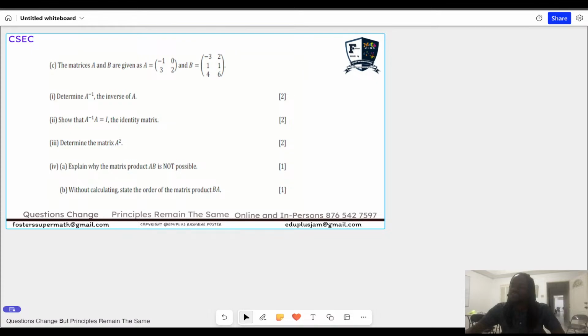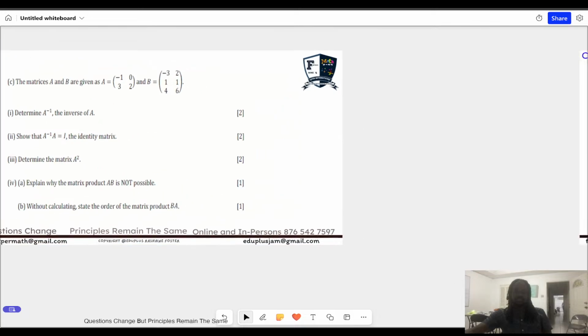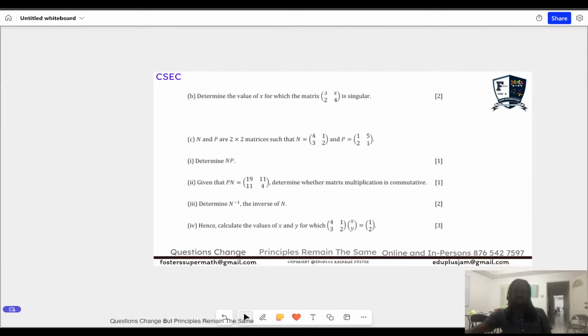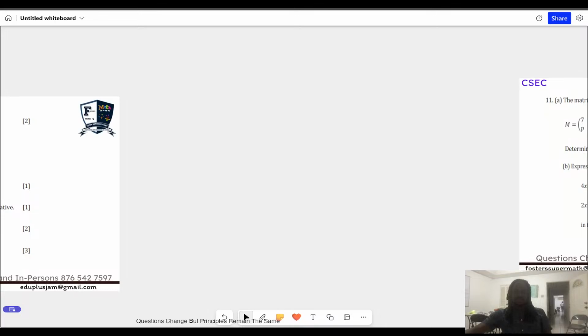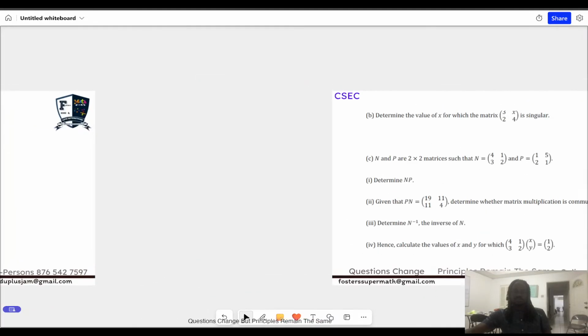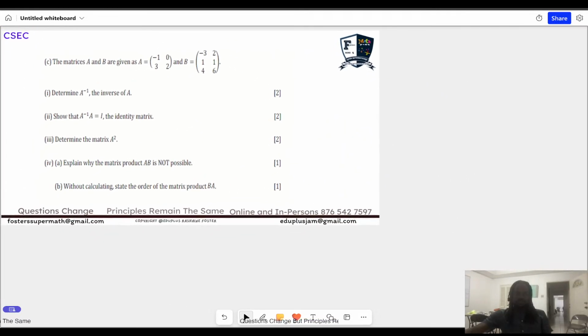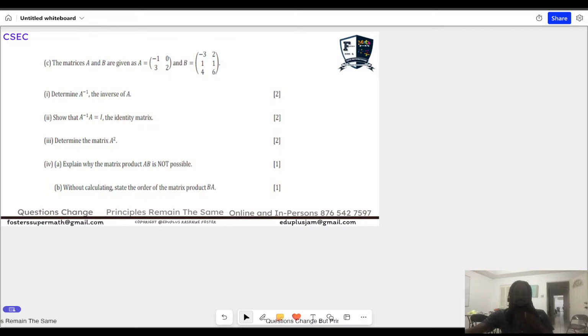So final question. That's a good one to close off with, even though this one doesn't have any simultaneous equations in it. But we can do those on these. So good question to close off with here.